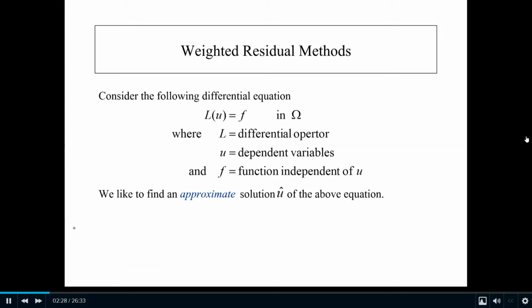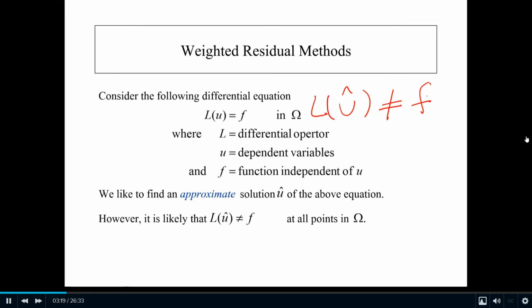Now, if you want to find an approximate solution, let's say we want u hat for this equation. When you have u hat, you put u hat into this equation, so you apply this operator. Of course, since u hat is approximate, most probably it's not going to be equal to f, right? Because if it were exactly equal to f at every point in the domain, then you would have the analytical solution. But since u hat is approximate, it's going to be different from f at points within the domain omega.